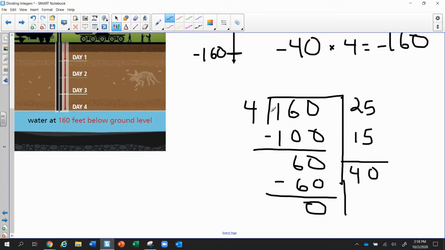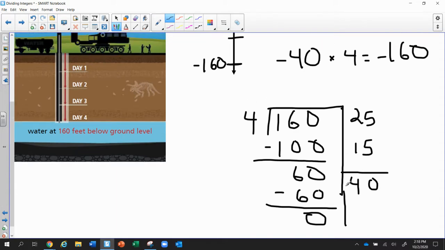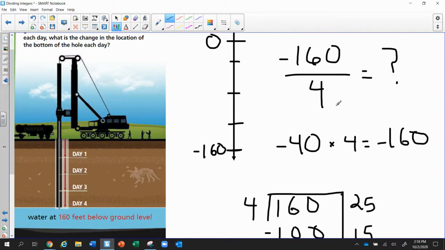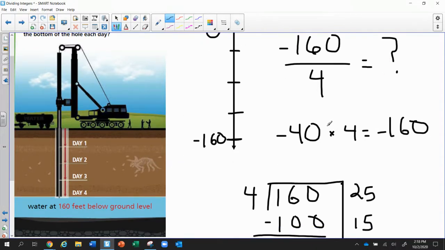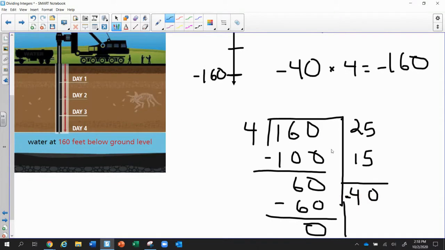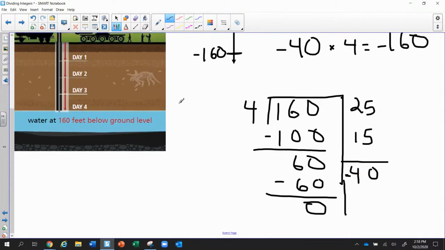But remember, this was a negative 160. So now I have to use my rules and go back. Okay, so it's negative 40. So that's my two ways. I can just work it backwards, or I can use division if it's going to be a trickier division problem by using my algorithms that I know. So my answer is negative 40.